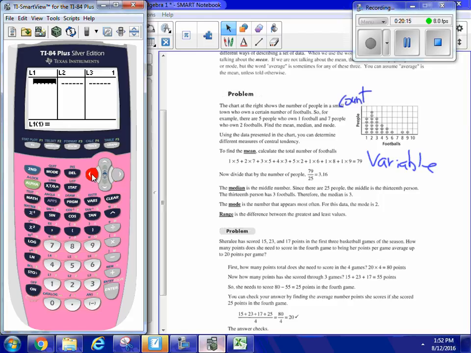So list 1 is going to be the variables that I have. Well, the variable is how many footballs are in each household? I can have 1 football, 2 footballs, 3, 4, 5, 6, 7, 8, 9, 10. But in this particular example, I have some households that have 1 football, and I press enter. I'm entering that into L1.